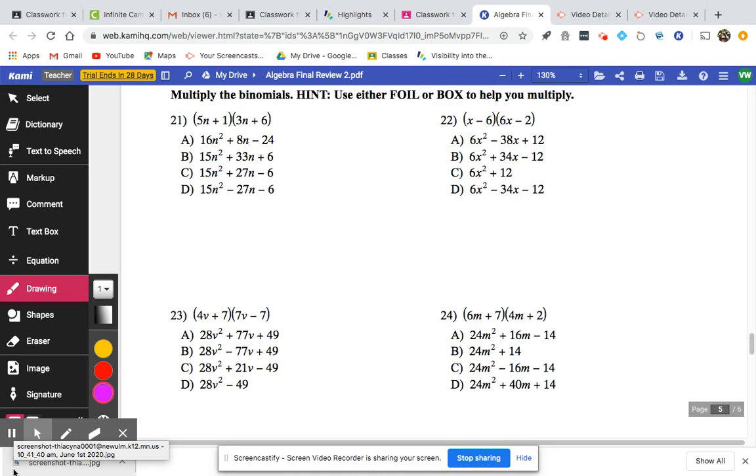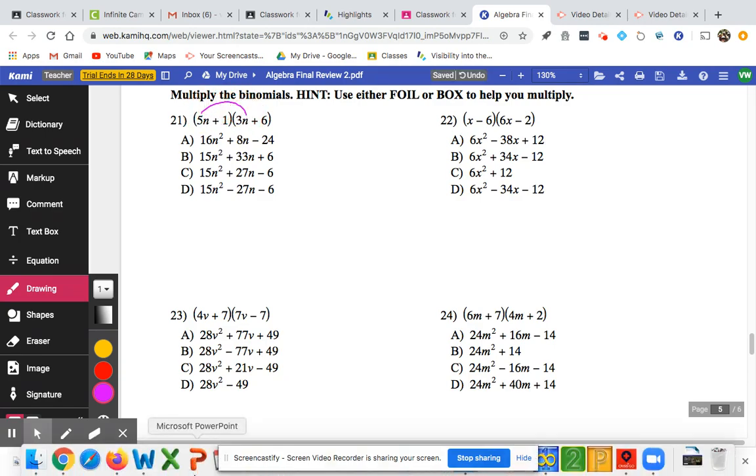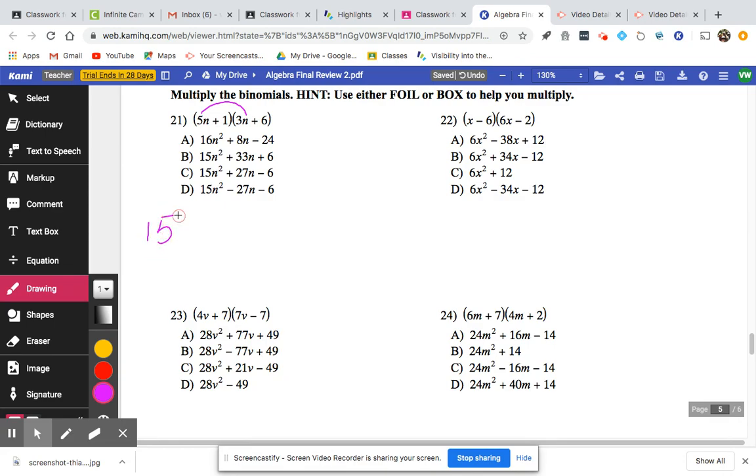So take your first terms, which is my 5n times 3n. You multiply them together, and you get 15n squared, because I've got two n's after I multiply them. Now your outer terms, which is your 5n, and this times 6 over here. So 5n times 6, 5 times 6 is 30. It's got an n in there.